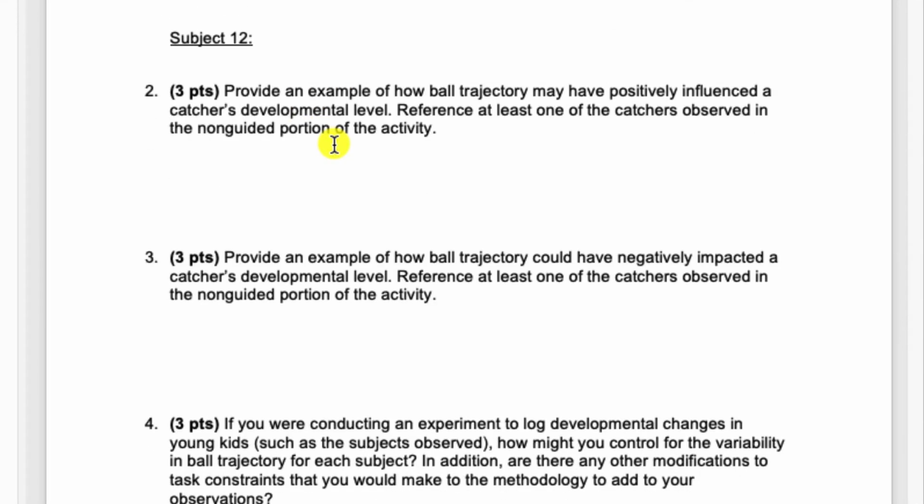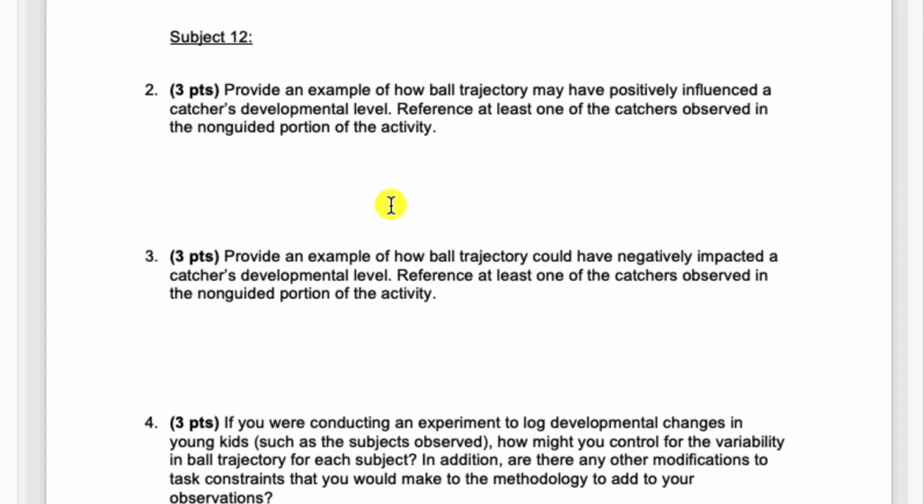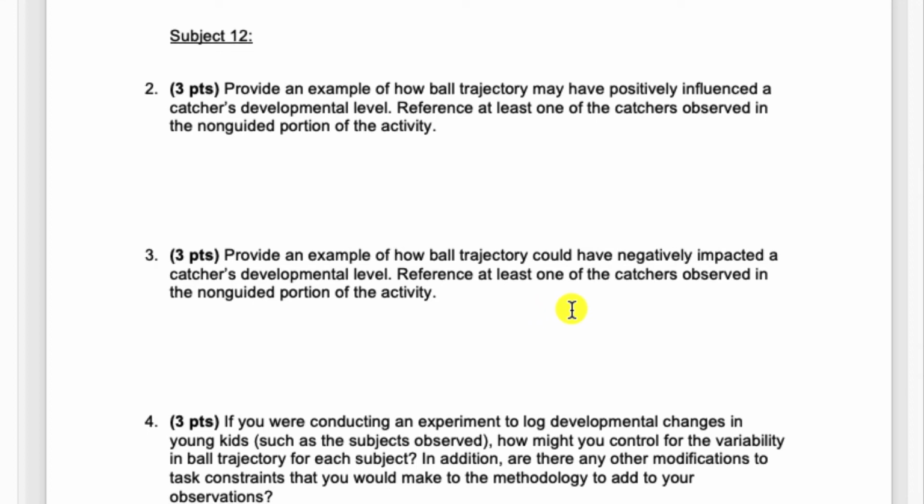For question number 2 and 3, you're providing examples of how ball trajectory could have either positively influenced or negatively influenced the catcher's developmental level. You'll use at least one of the catchers in the non-guided portion of the activity to justify your answer or to use as your example.